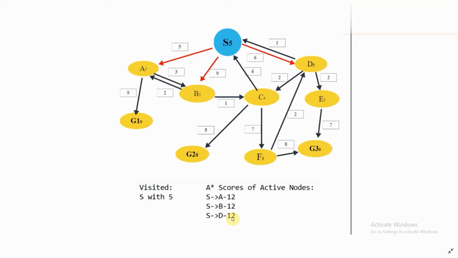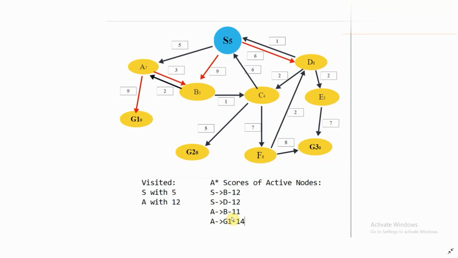The A star scores in this case are 5 plus 7, 12 for A, 9 plus 3, 12 for B and 6 plus 6, 12 for D. Since all the three scores are the same, we will choose A. We will do some bookkeeping as well by noting down the cities that we have visited already along with the A star scores when we visited them. We do this because if we ever encounter a visited city with a higher A star score, we will not visit it once again.